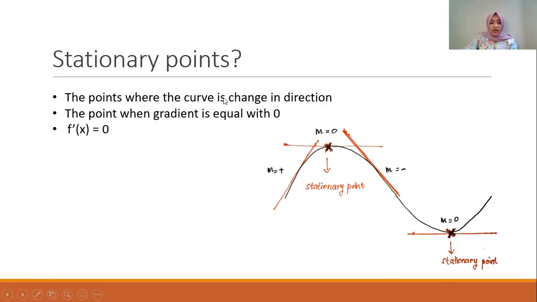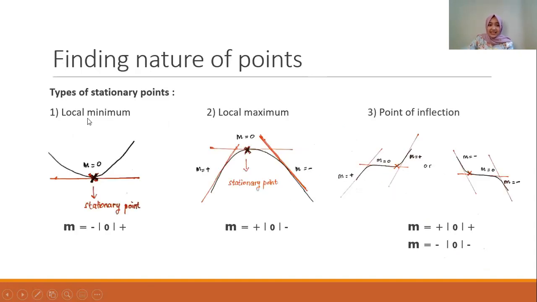So actually the stationary point is this point, when the gradient is equal to 0. We should know that the gradient is very easy to find by doing the first derivative of the function. So when the first derivative of the function is equal to 0, we can find the stationary point. Okay, and the next topic is about the nature of the point.